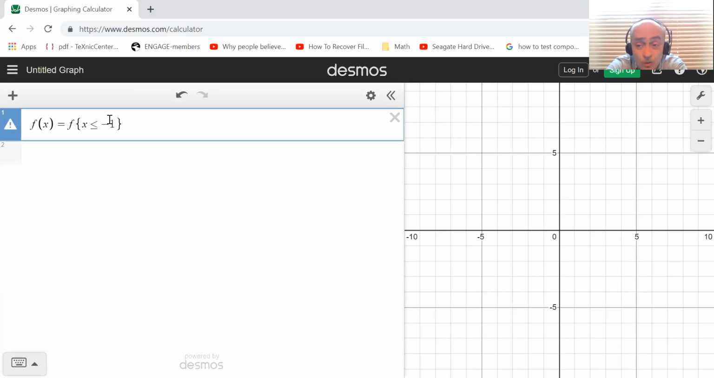Now, to get the formula, you have to put this colon. So the logic goes that I'm telling the program that x is less than or equal to -1, and for x less than or equal to -1, I'm telling the program what the formula is, and the formula was x plus 1. So I got my first formula there.